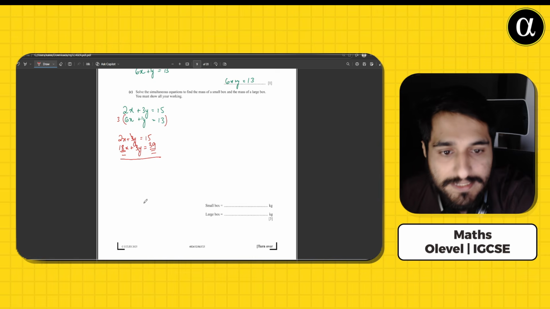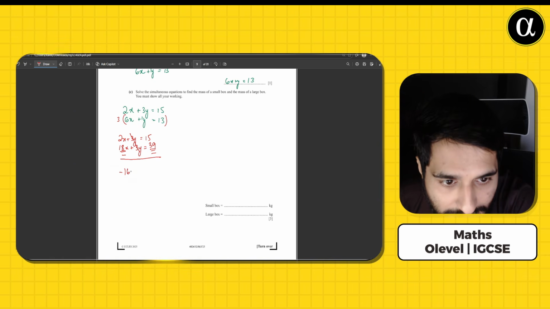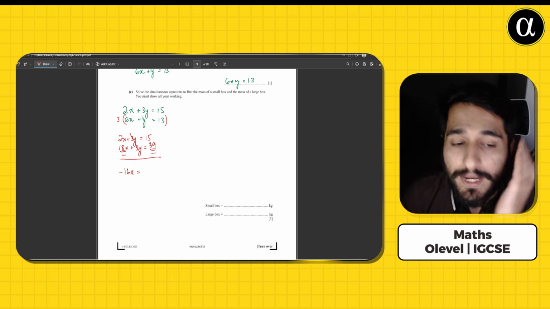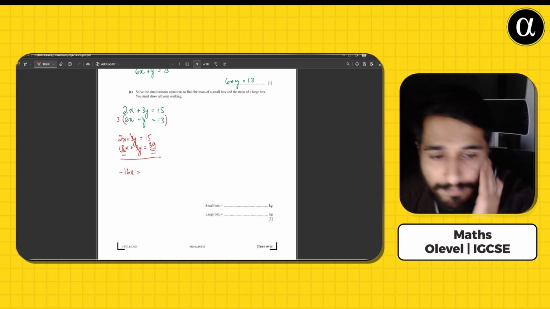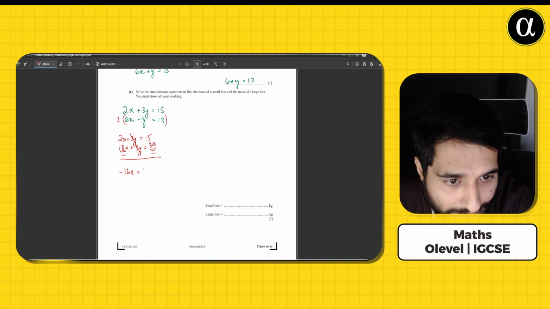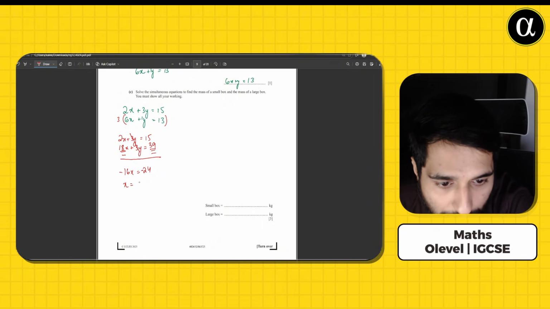So 2 minus 18 gives me minus 16. X is equal to 15 minus 39 would give me what? That would give me 24, I believe, right? So this is supposed to be 24 with a negative sign. So the value for x is going to be 24 over 16 with a negative sign.